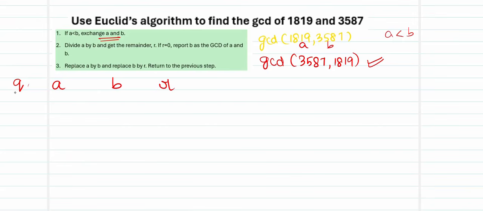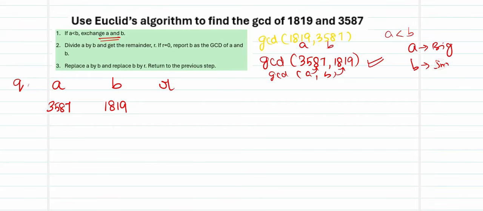So I am having 4 columns: A, Q, B and R. What you do over here is first enter the biggest element under A, 3587, and the smallest element under B, 1819. So this is my GCD of A comma B. Now A becomes 3587 and B becomes 1819. Keep in mind, first A has to be big and B has to be small.